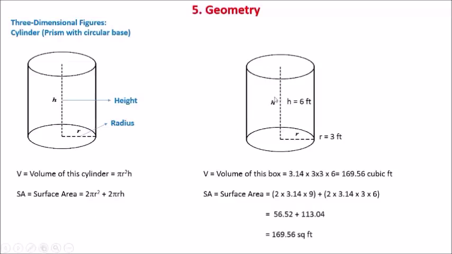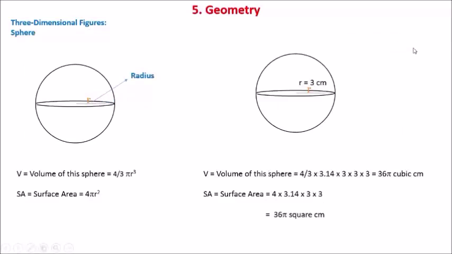So let's say that in the cylinder, the height is 6 feet and the radius is 3 feet. Then the volume, you just plug in the numbers here. Pi is 3.14. R squared is exactly 3 times 3. H is 6. And then use the calculator to multiply. Then the surface area, again plug in. Here, 2 times pi, 3.14, r squared is 9. And then plus 2 times pi, 3.14, r is 3, and h is 6. Plug in and use the calculator, okay?